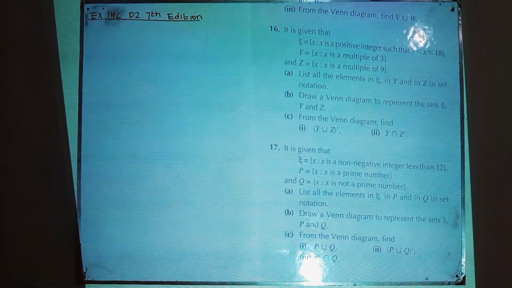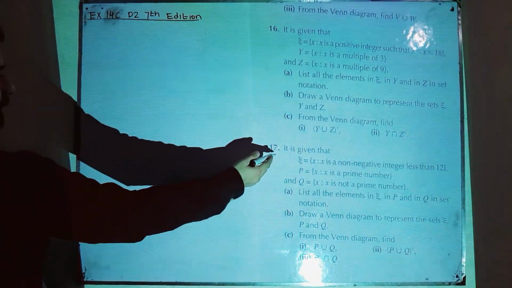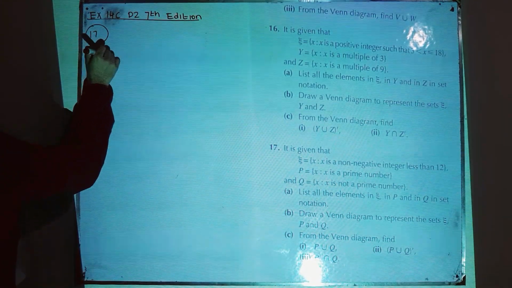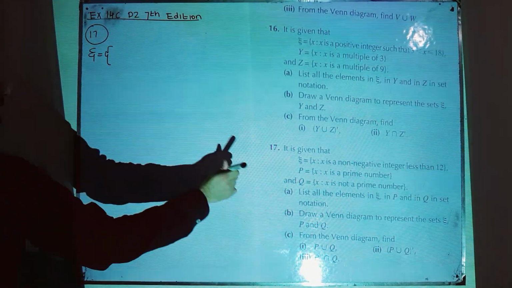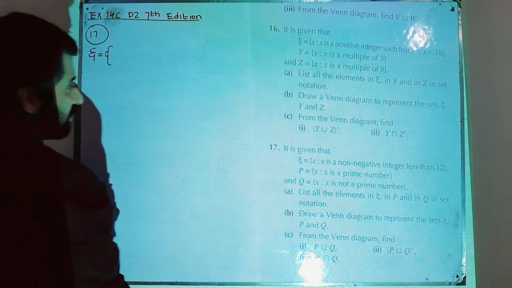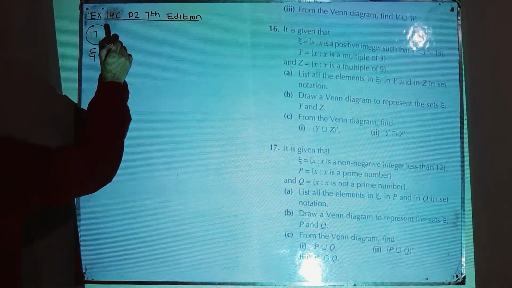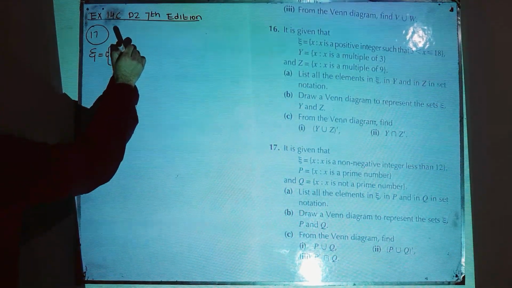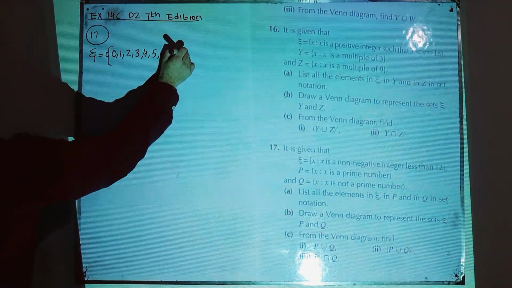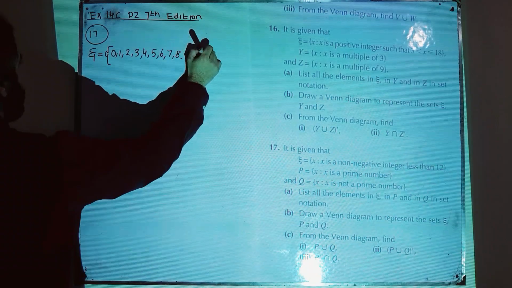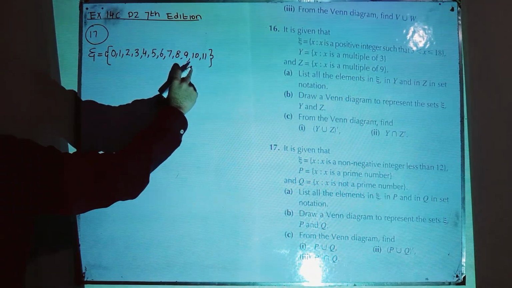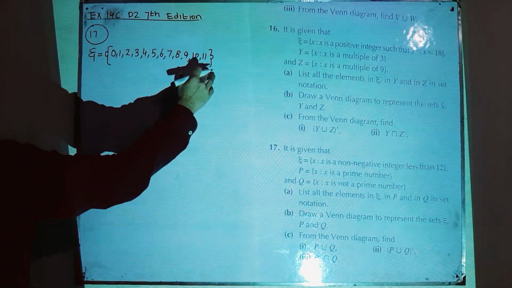Question number 17 of exercise 14C: we have got a universal set. It is a set having elements that are non-negative integers but less than 12. So that is 0, 1, 2, 3, 4, 5, 6, 7, 8, 9, 10, 11. They are non-negative integers that are less than 12.